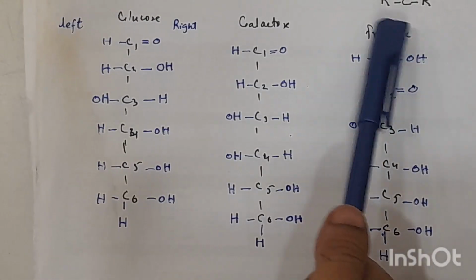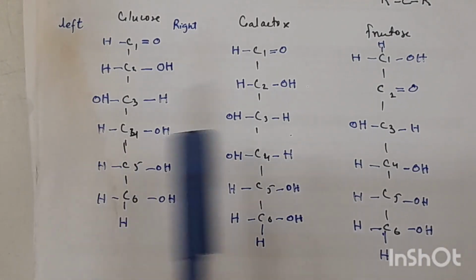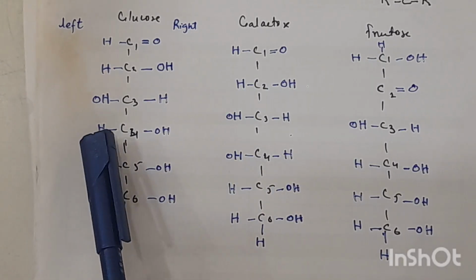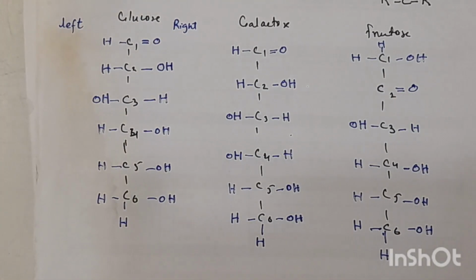While in the case of fructose, the rest of the structure is exactly similar to that of glucose, as it contains the hydroxyl group on its left side like that of glucose, but it contains a ketone group which is present on its second position.